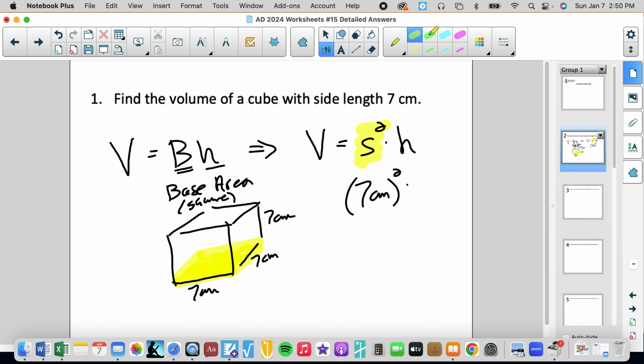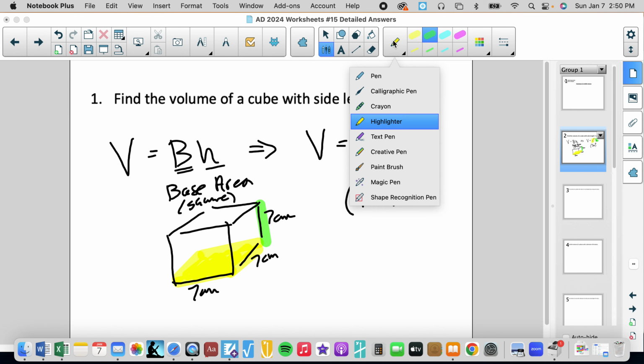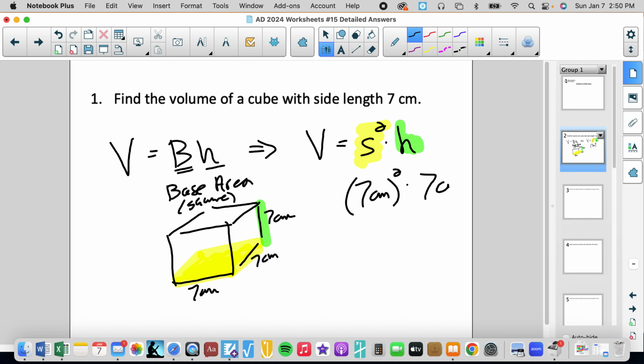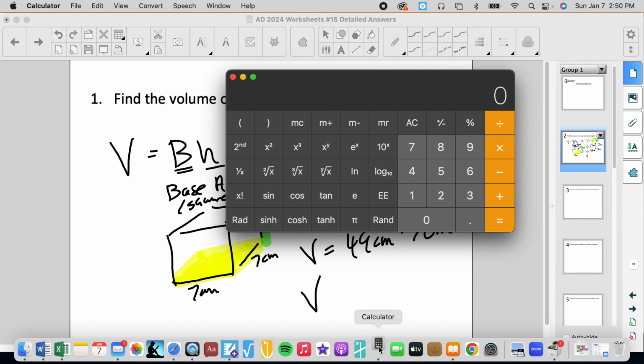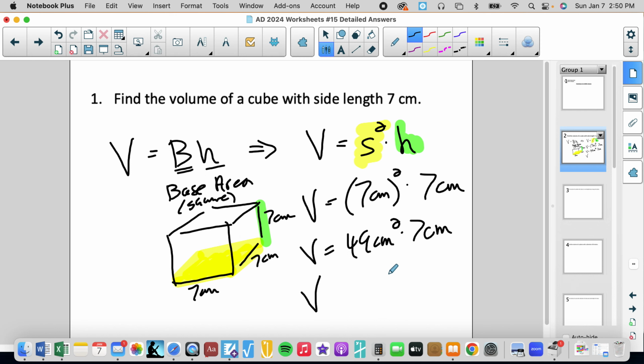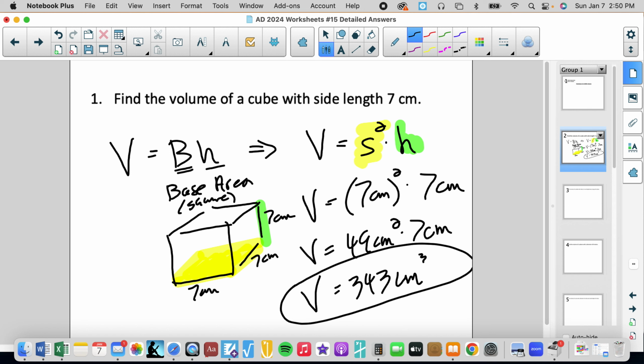Now the height, it's not the height of the base, it's the height of the object between the two bases. So that's going to be times 7 centimeters also. So volume equals 49 centimeters squared times 7 centimeters. And what's 49 times 7? 49 times 7 gives me 343. So 343 centimeters cubed. Volume is always going to be a cubed unit, so make sure that you do it in that fashion.